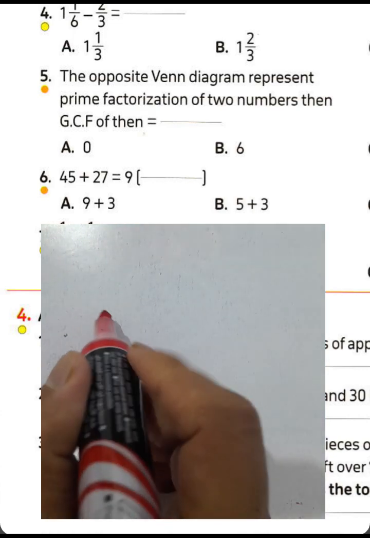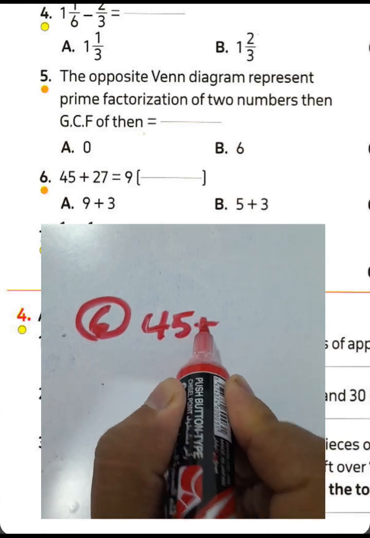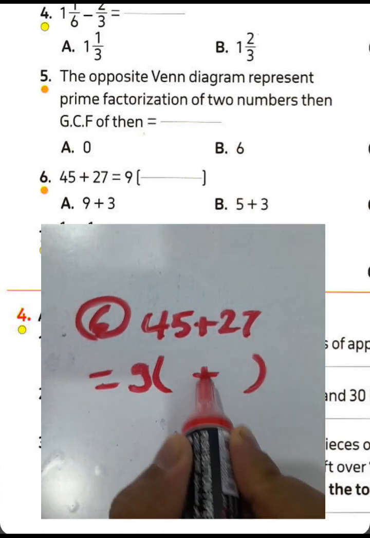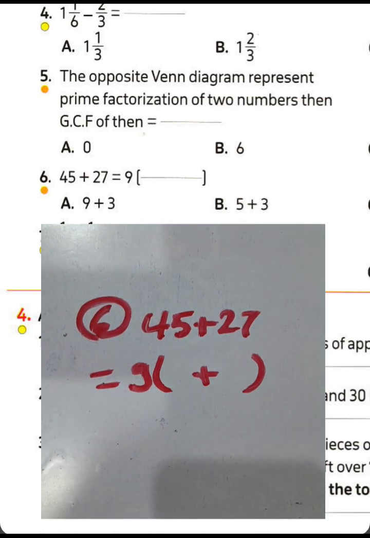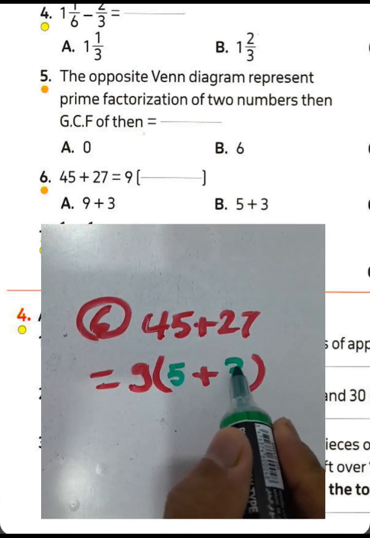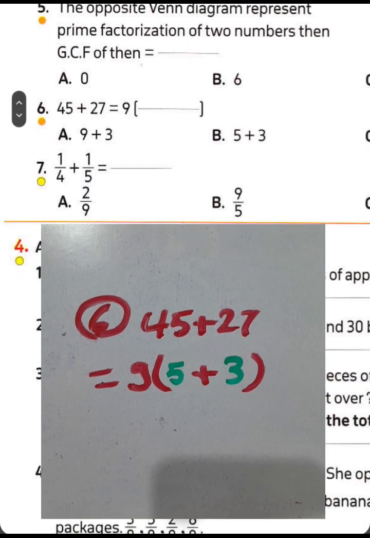Question number 6. 45 and 27 equal 9 multiplied by what? It's very easy for you. You can find the result by dividing. 45 divided by 9 equal 5. 27 divided by 9 equal 3. The result will be, choose letter B. Okay, 5 and 3.